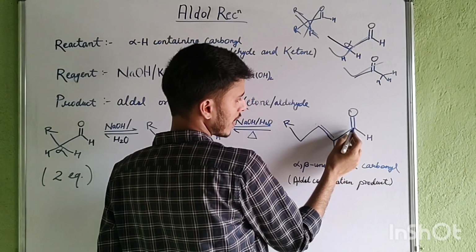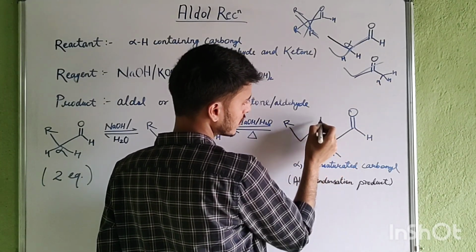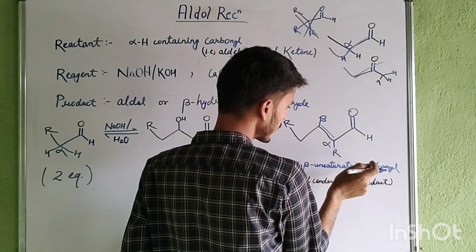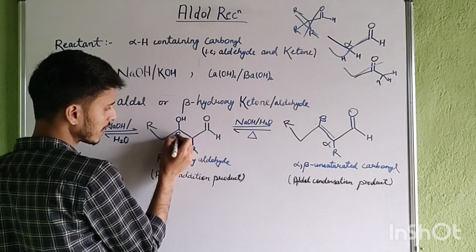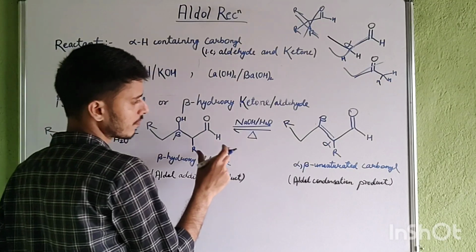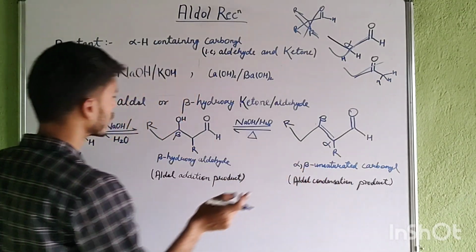So here we have our main carbonyl group. This is alpha carbon and this is beta carbon. So alpha beta unsaturated carbonyl. Here this is alpha carbon and this is beta carbon. That's why this is beta hydroxycarbonyl. This is aldol addition product and this is aldol condensation product.